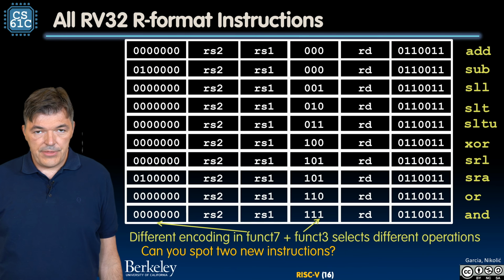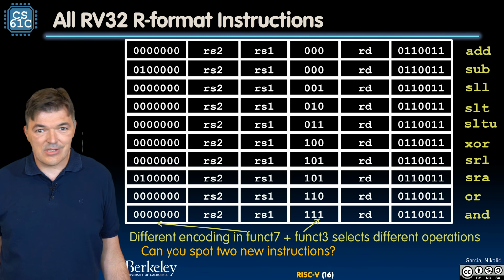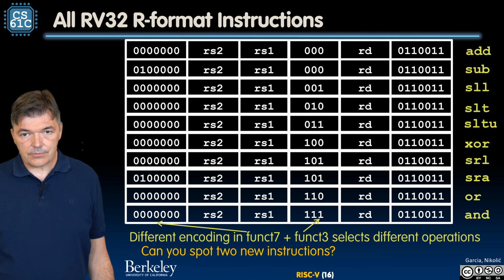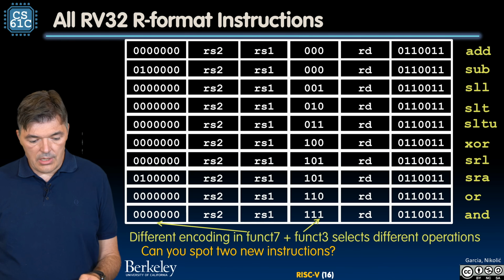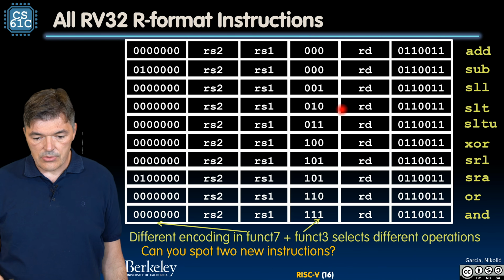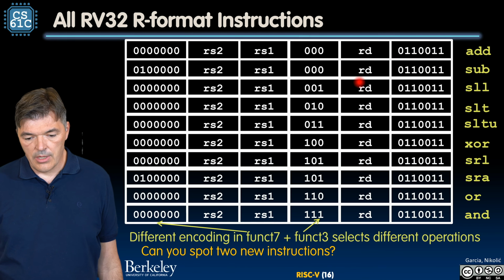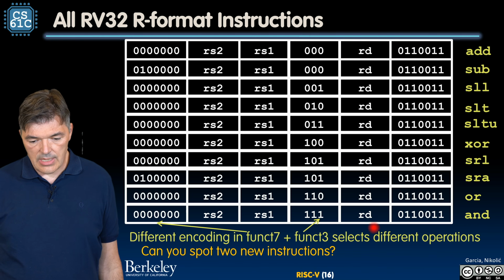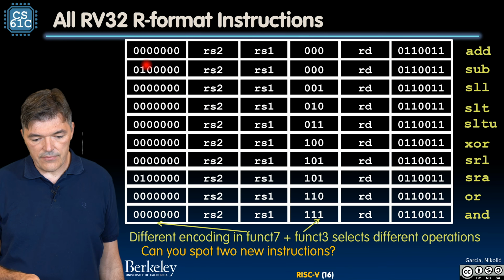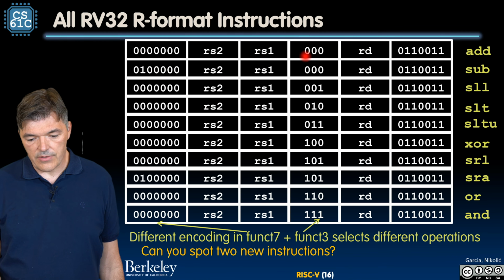Well, this is a summary of all of our R-type instructions. We have seen them all. We have the encoding for all of them in one table. So what we find out is they all have the same opcode in the end, 0110011, and they have the same spots for the destination and the two source registers, and they have different funct7 and funct3 fields.